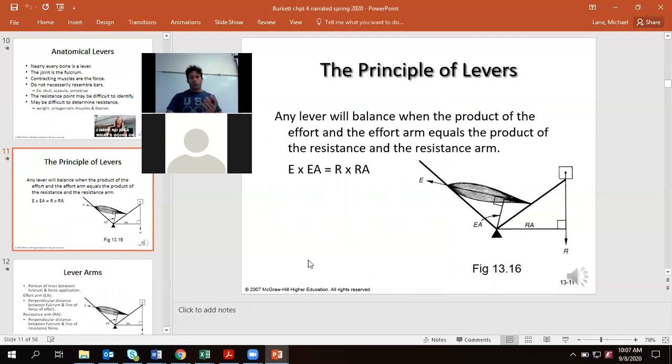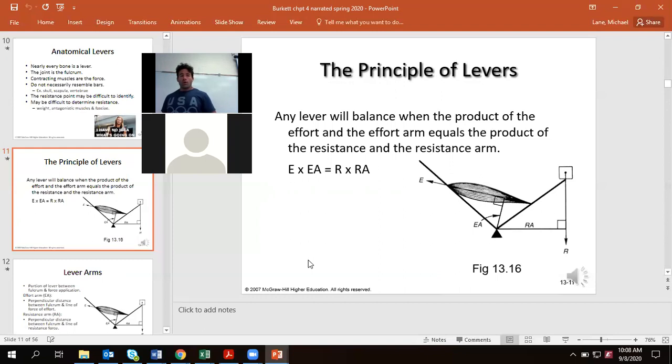All we're looking for when holding an object in position, so me keeping this marker at the same angle in my elbow, is simply the effort, how much force the bicep is lifting with, multiplied by the effort arm, its distance from the fulcrum, equals the resistance. Now, the resistance is the weight of the marker, the weight of my hand, the weight of my forearm, and then where the distance is for the center of mass of all those.